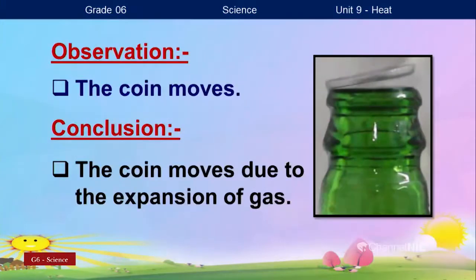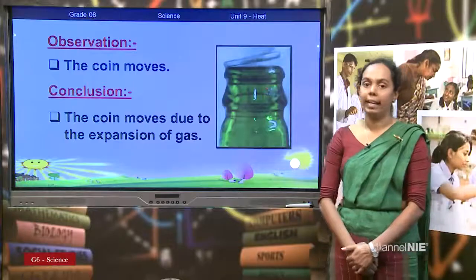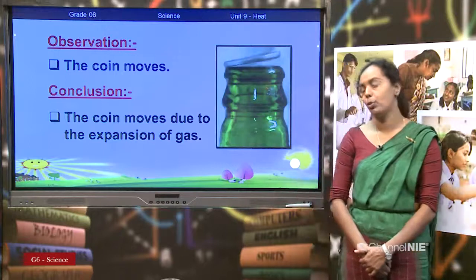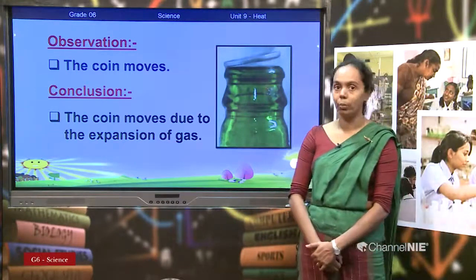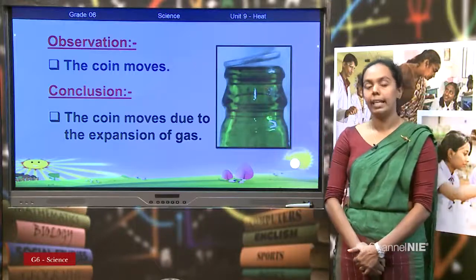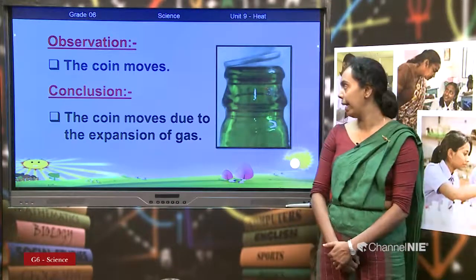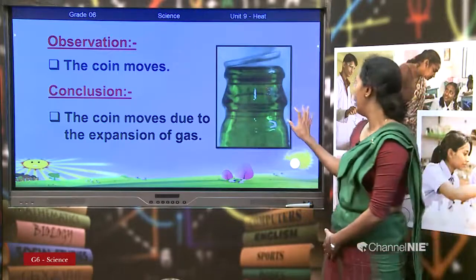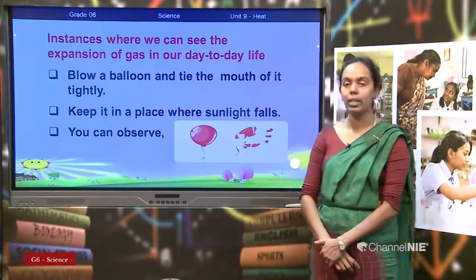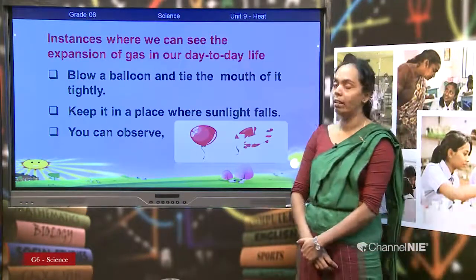In this experiment, you can observe the coin moves. Now we will see how this coin moves. You know, we take an empty glass bottle. The glass bottle is filled with air, and also the air is a mixture of gases. When this air absorbs heat from the hot water, the air inside the glass bottle increases its volume. Due to the increase of this volume, the coin starts to move. An increase in the volume of a gas we call expansion of gas. Now we will see where we can see the expansion of gas in our day-to-day life.